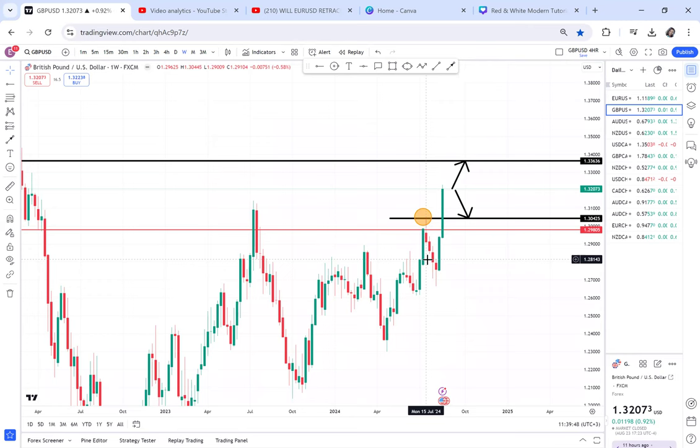Okay, guys, all the best, and I can't wait to do analysis on GBPUSD and EURUSD after the monthly candle has closed, because I will know exactly what the market will do. I'm just waiting for pending confirmation, and that next week's weekly candle is very, very important, guys, for me and my strategy.